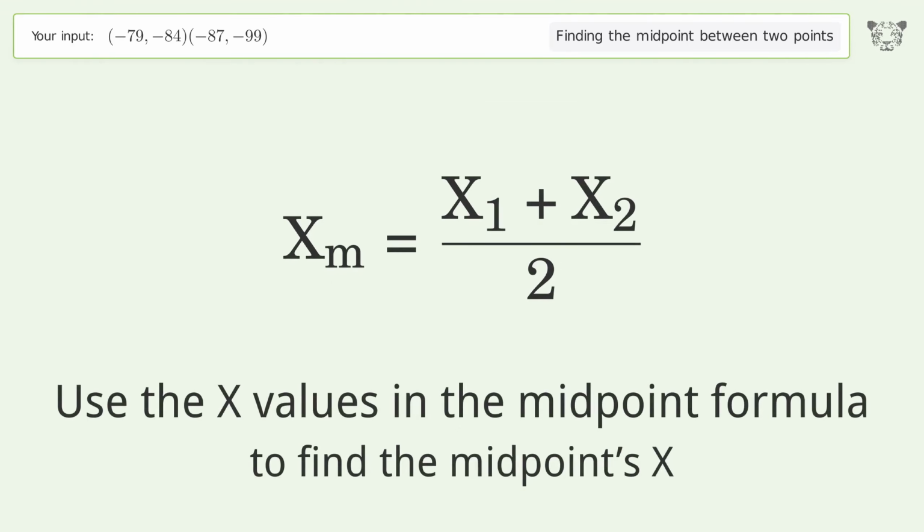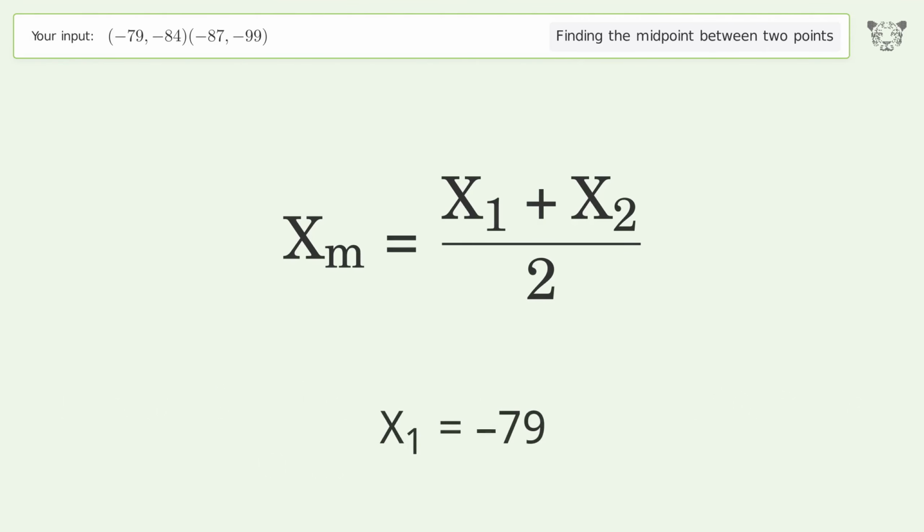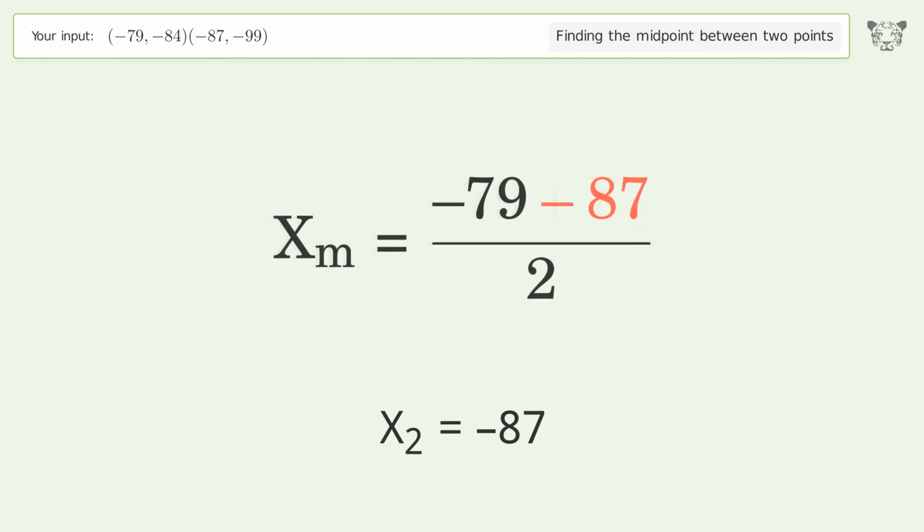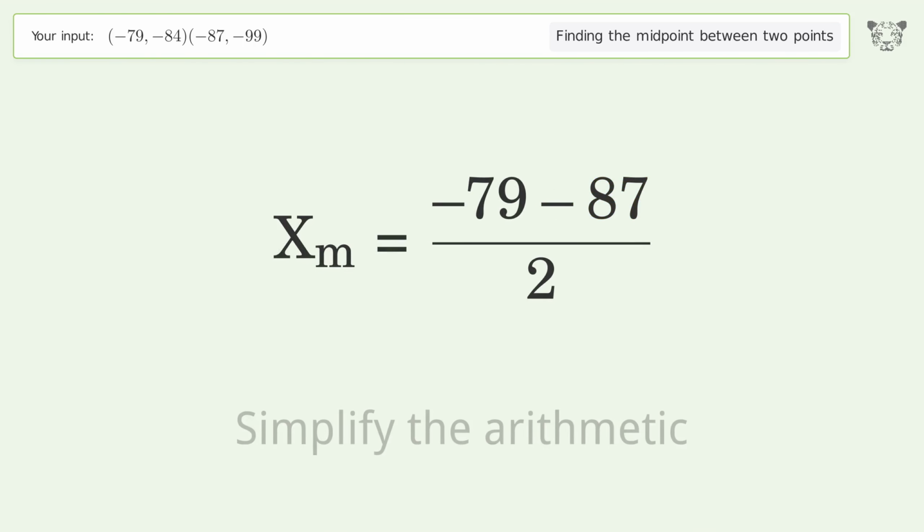Use the x values in the midpoint formula to find the midpoint's x. x1 equals -79. x2 equals -87. Simplify the arithmetic.